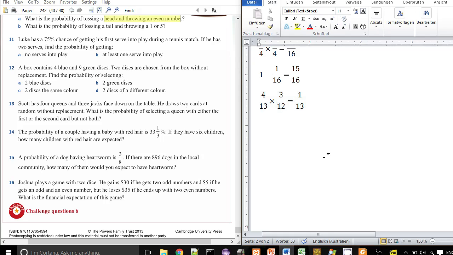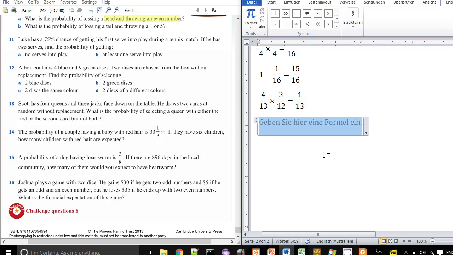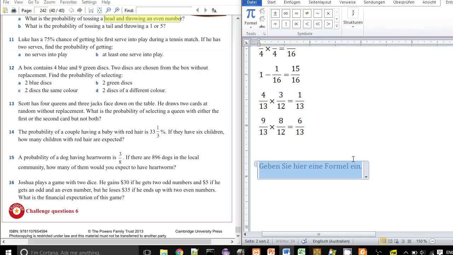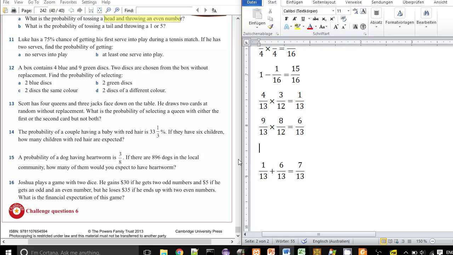2 green, it'd be 9 out of 13 for the first one to be green, and then 8 out of 12. And again, I think that simplifies to 6 out of 13. Okay, 2 discs, the same color. Well, they've either got to both be blue or both be green. So we can just add those two numbers. Okay, so 1 out of 13 plus 6 out of 13, 7 out of 13. Alright? So 2 discs the same color, either 2 blue or 2 green, makes 7 out of 13.